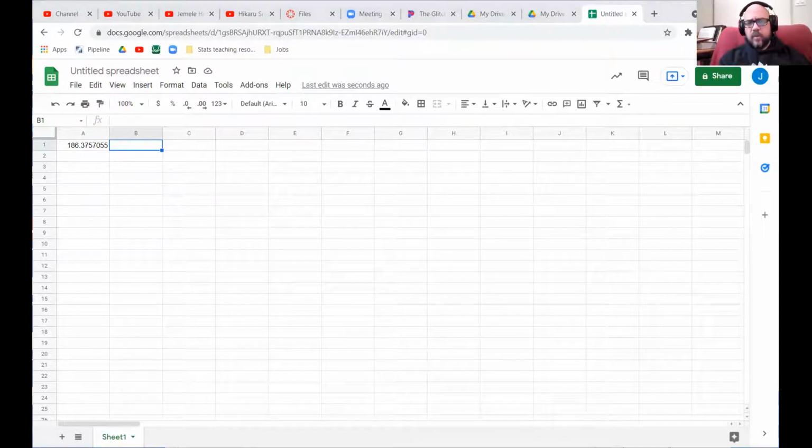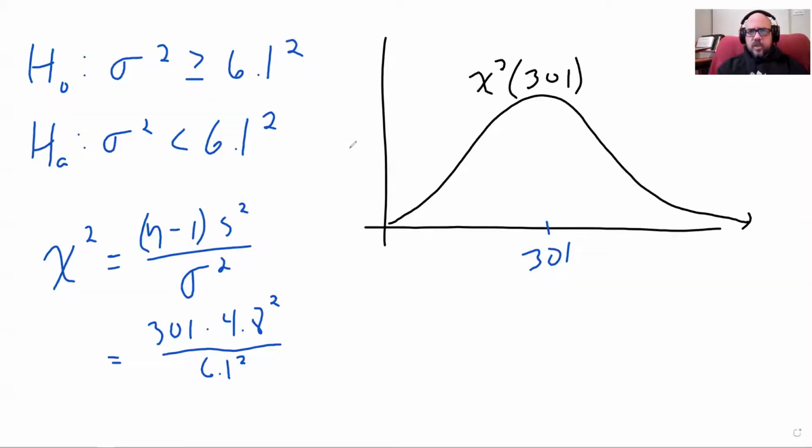Now, I will mention that number seems big, but it's not actually. That's actually a relatively small number. So this was like 186.75 or something like that. It's less than the mean, right? The mean is 301. So finding this 186.75 is really not that big a number at all.